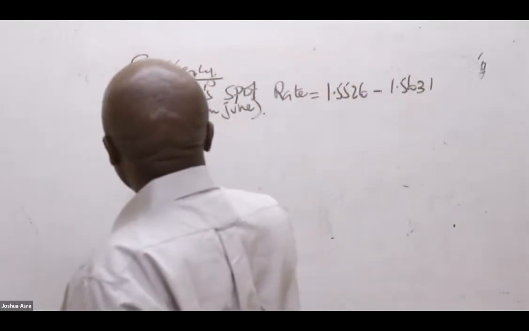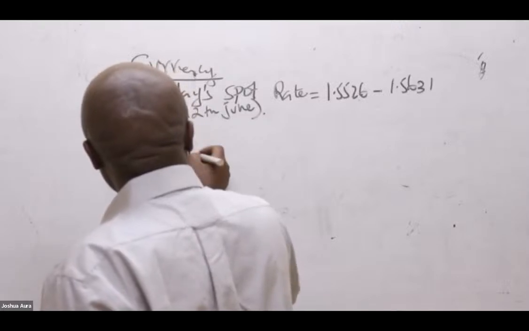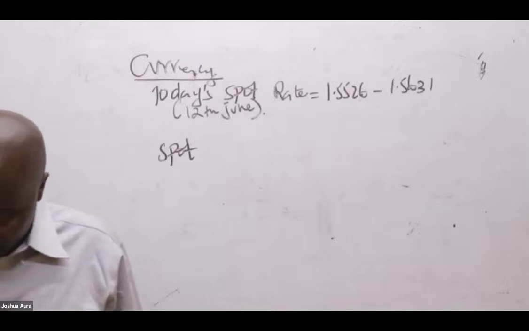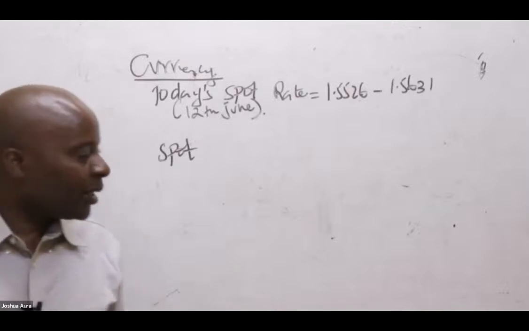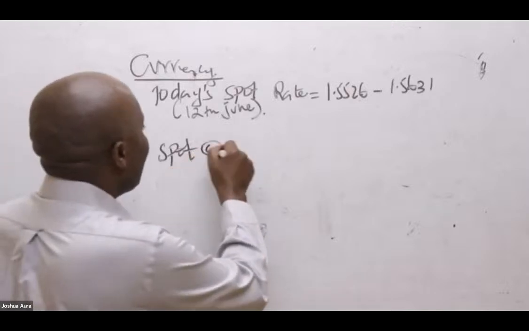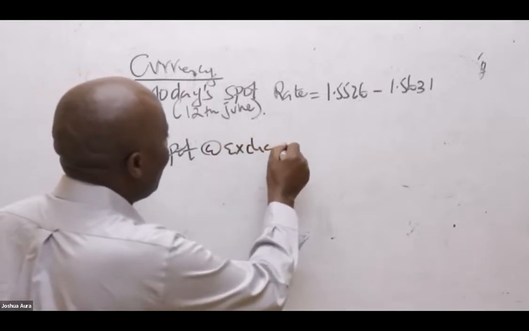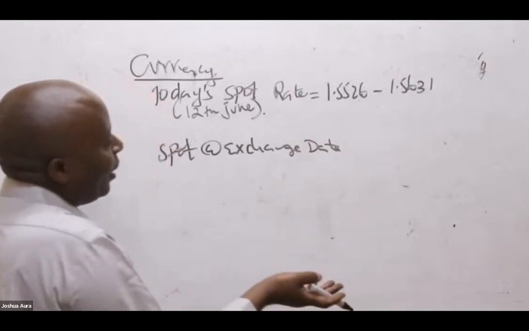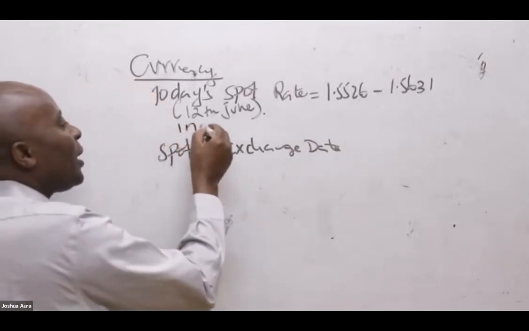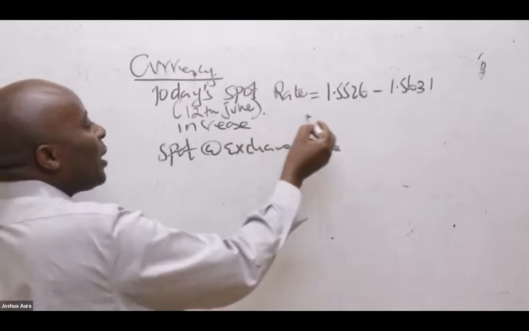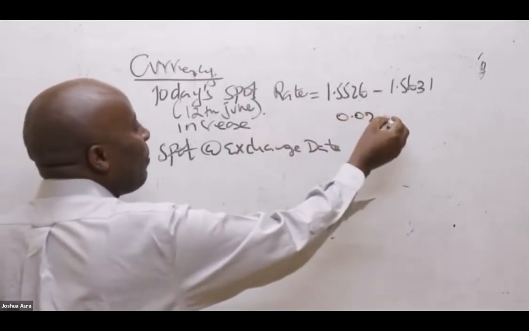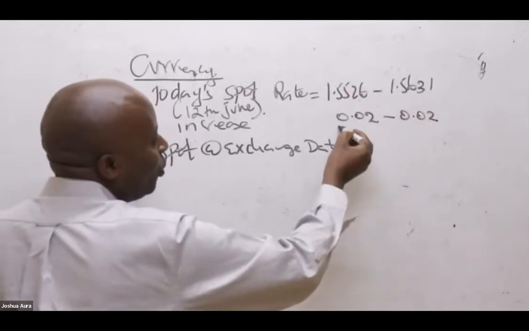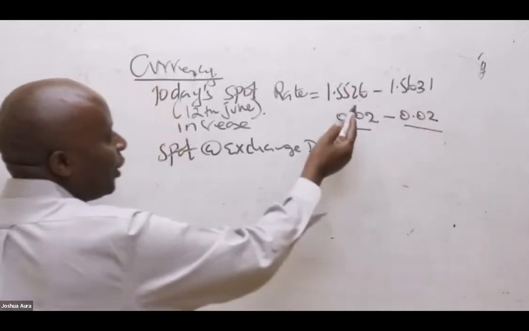So we want to get the spot rate at the exchange date, when I receive this money. Please listen to me. They have told you that there is an increase of 0.02. This will apply to both of them. So could you kindly give me these new rates?